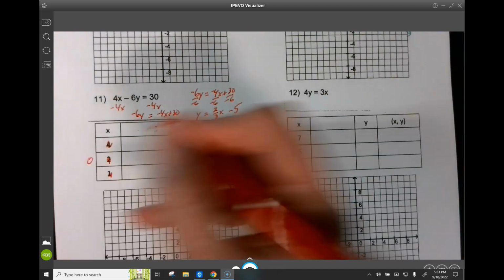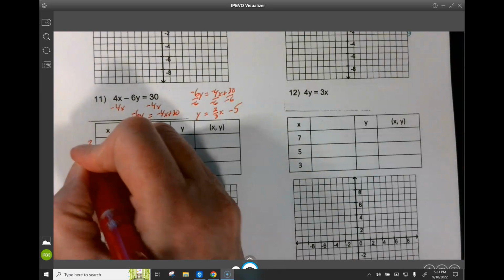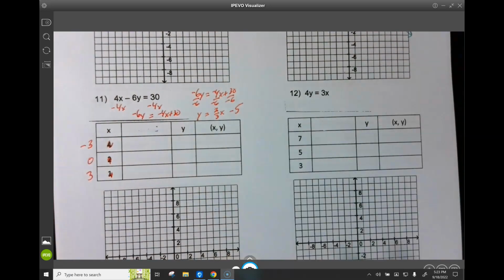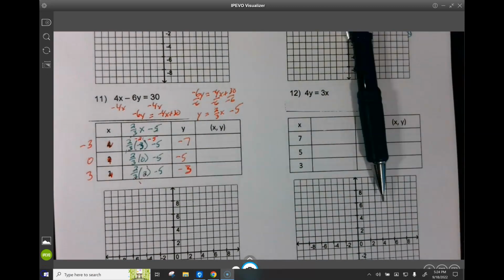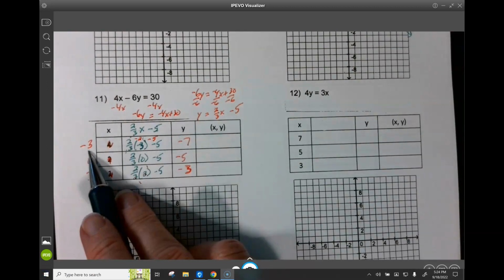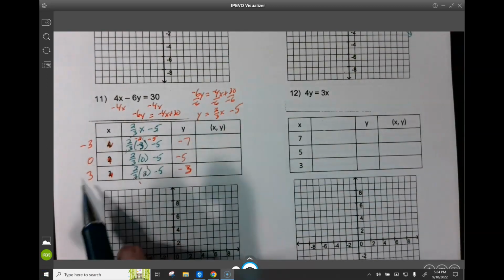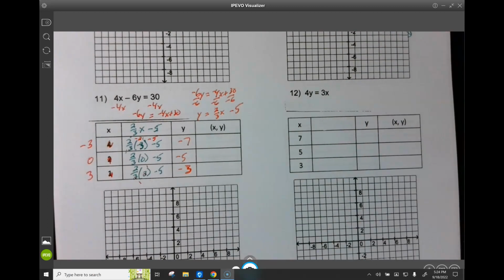Well, of course we want a 0, we want a negative, and we want a positive. I'm going to pick 3 because I have a denominator of 3 and I want that to go away. So I'm going to take and plug that in. Let's do that. Everybody go. So let's check our values. We're going to have a negative 3 and a negative 7, 0 and negative 5, 3 and negative 3. Hopefully those are all the same.